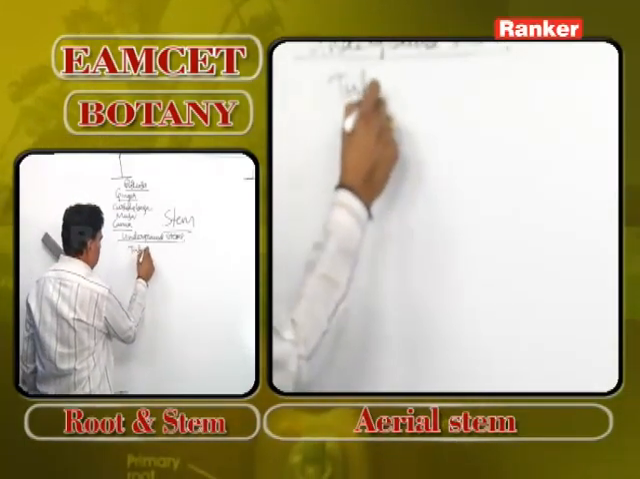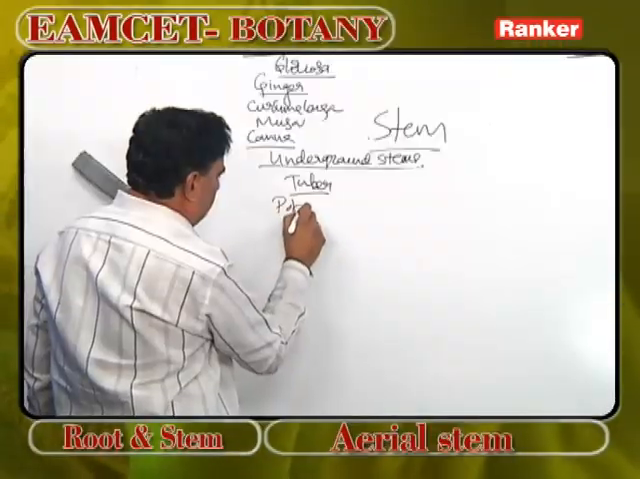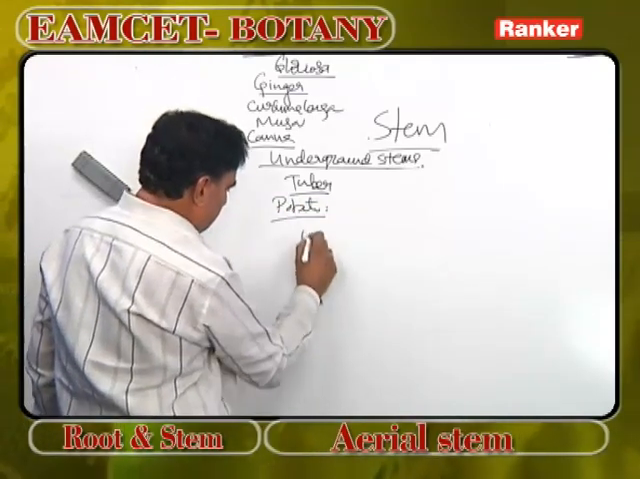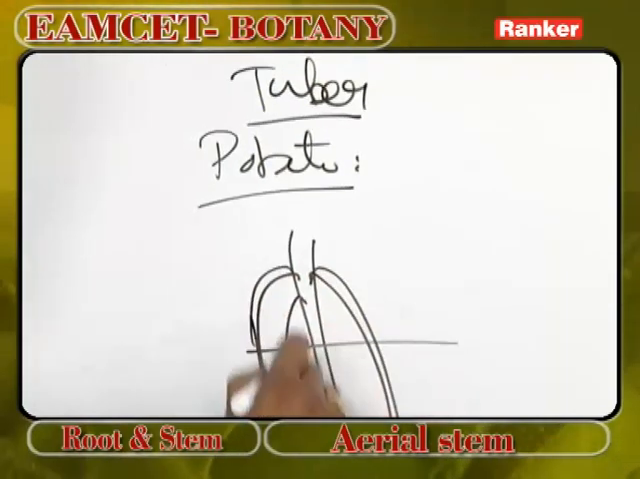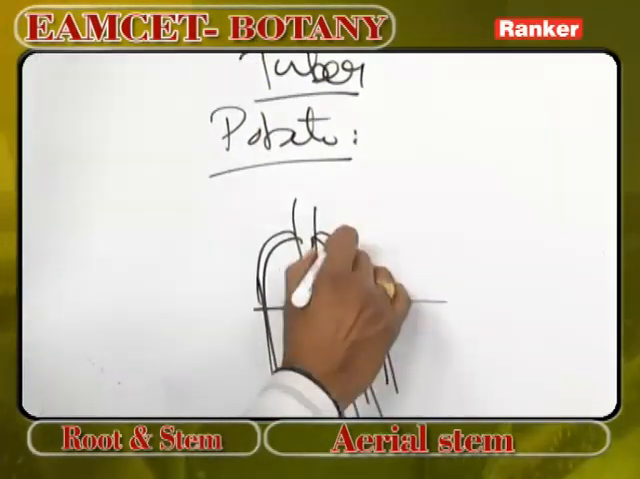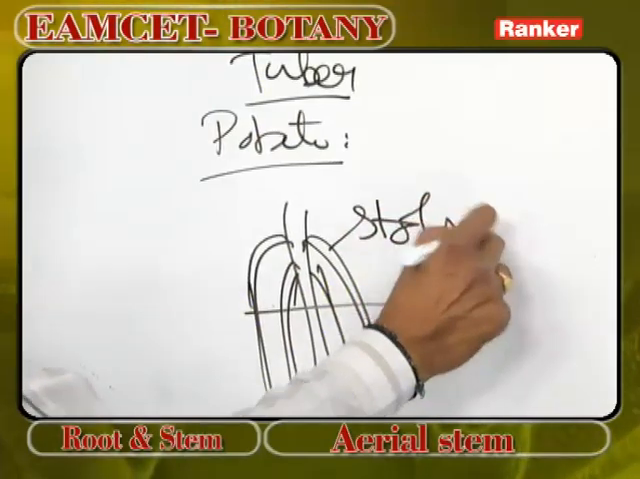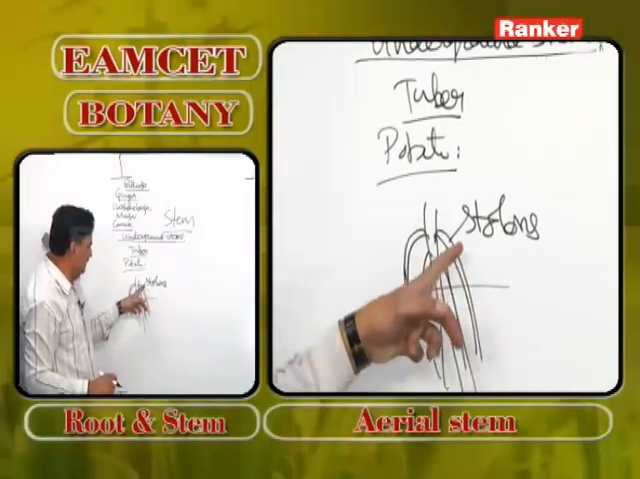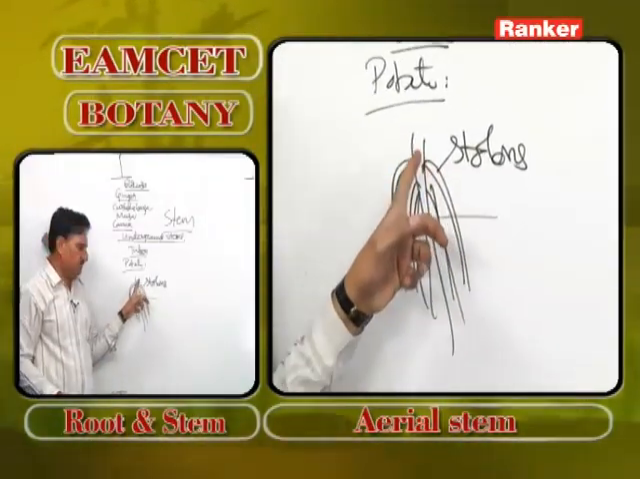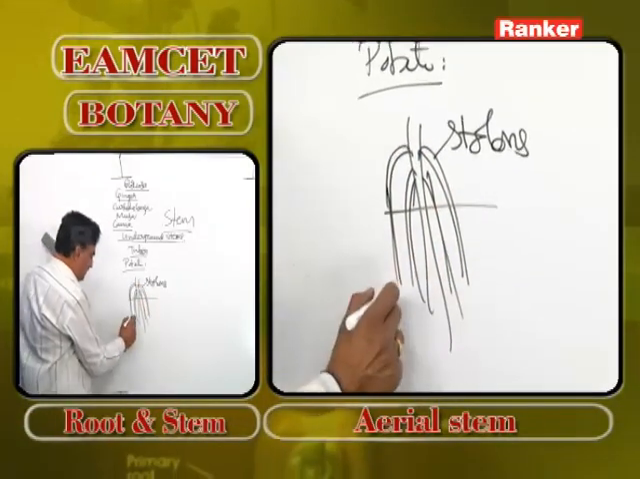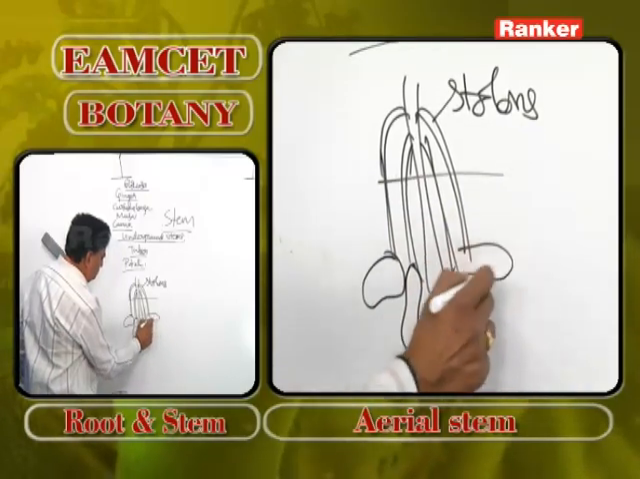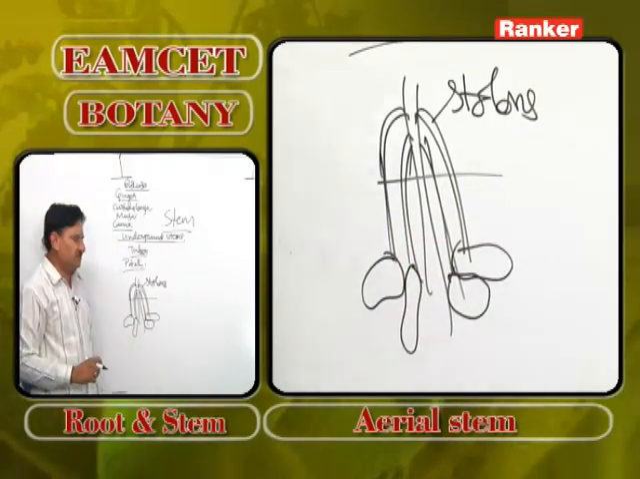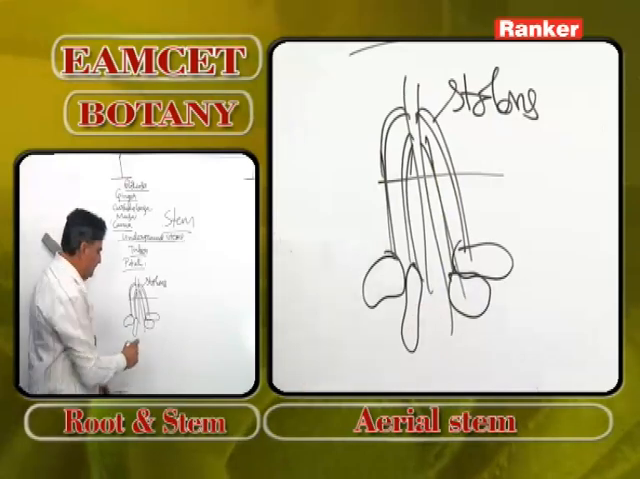So, what is a tuber? Particularly in potato, suppose this is the stem. From the base of the stem, special delicate lateral branches are produced. They penetrate into the soil. These are regarded as stolons. At the tip of these delicate branches, reserve food material gets stored, resulting in the formation of tubers.